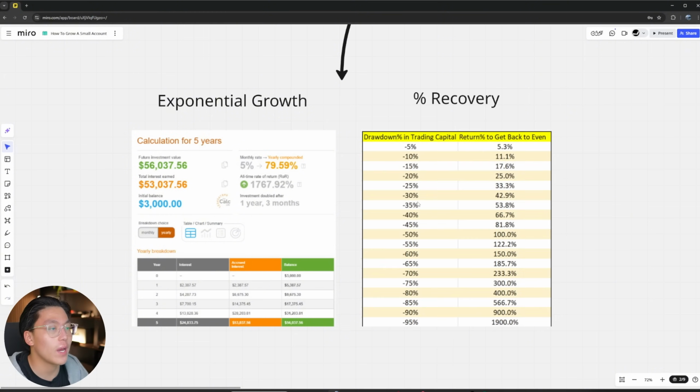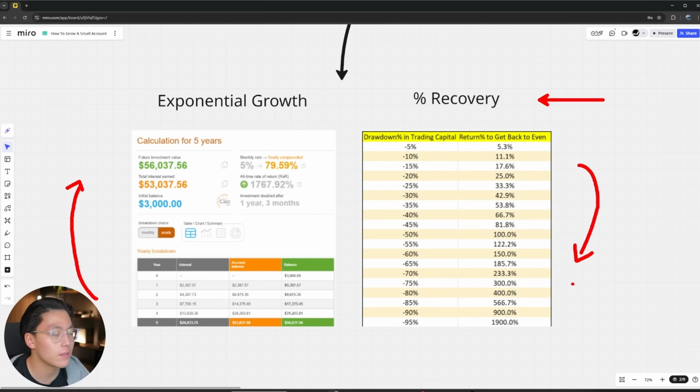On the right-hand side, what we actually have here is the opposite of exponential growth, which is the percent recovery. And the compounding effect actually goes both ways, towards the upside along with the downside here as well. So if we're losing money in the markets, you can see if we lose 50% of our account, for example, it would take us 100% to get back to break even. If we lose 70%, it would take us 233% to get back to break even. And if we lose 90% of our account or 95% of our account, it's going to take us over 1900% to get back to break even.